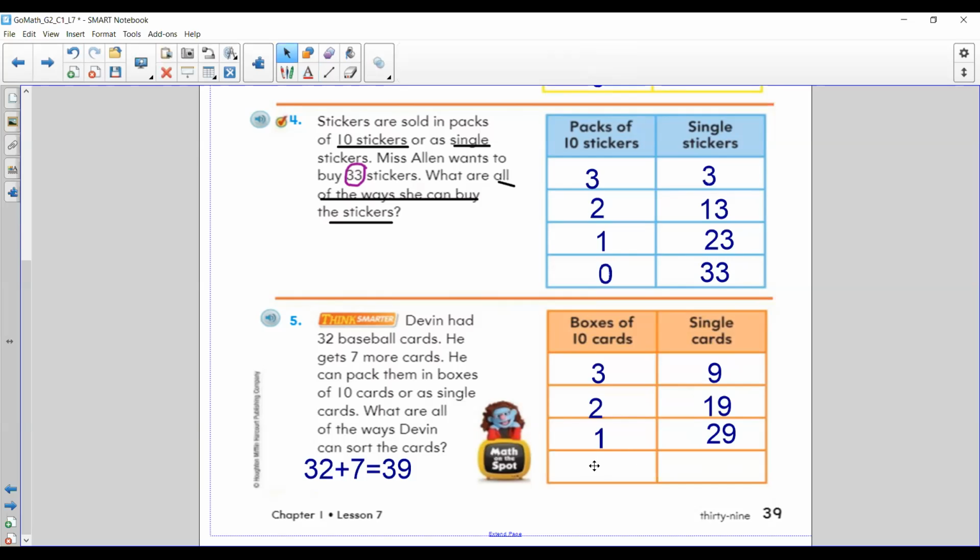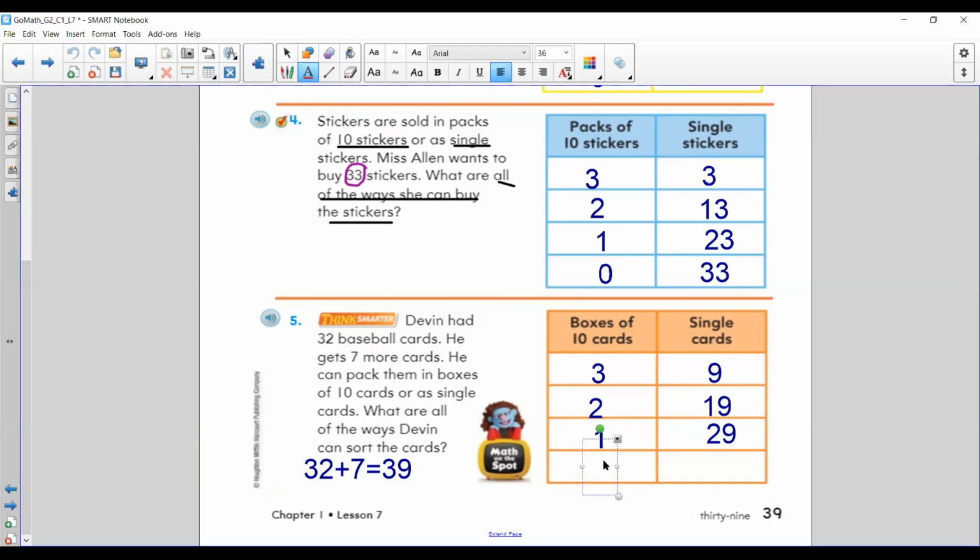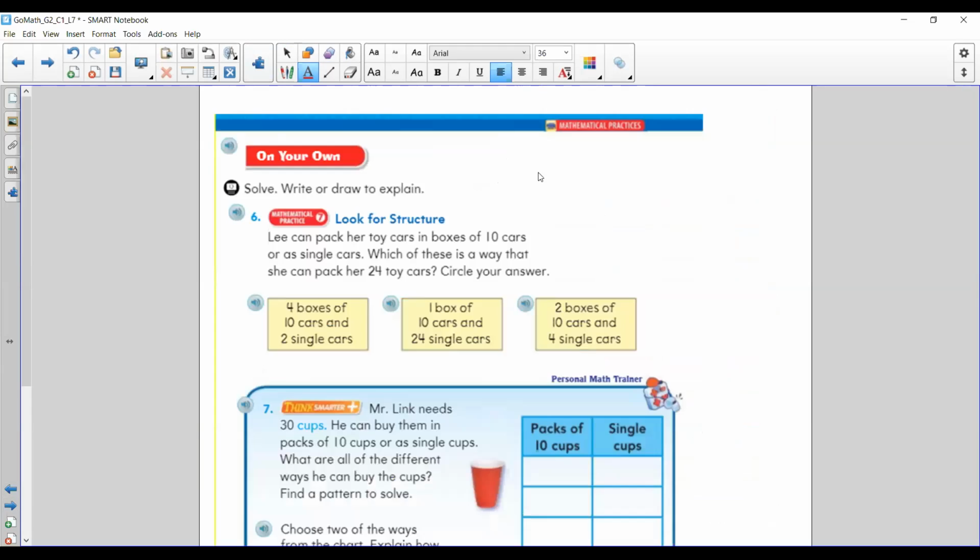And then our last possible combination, when we take the last 10 away, you're left with 0. And if you add that 10 to 29, you're at the next 10, which is 39. Okay, good job there, boys and girls. And going to our last page.